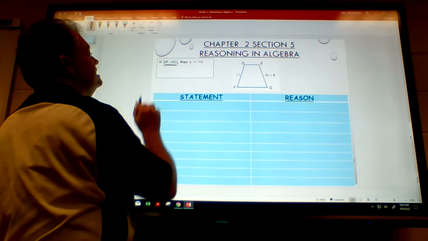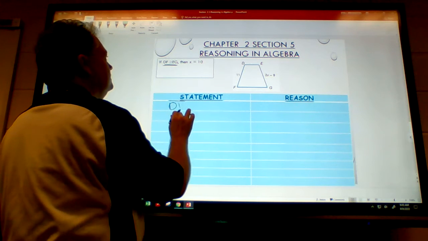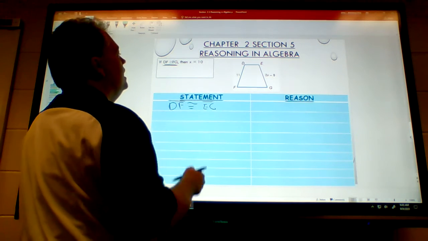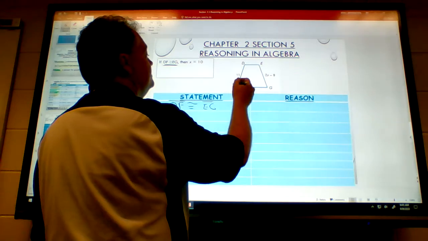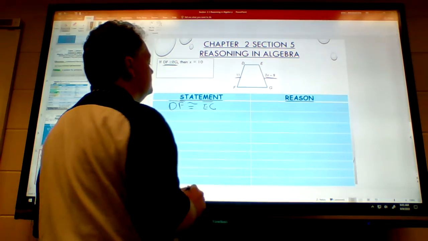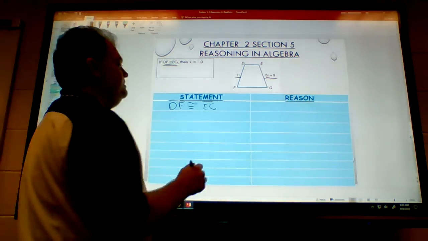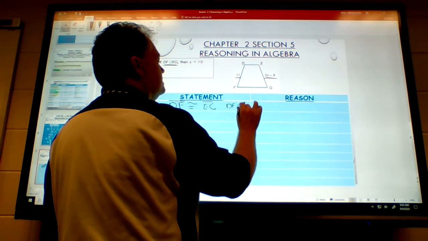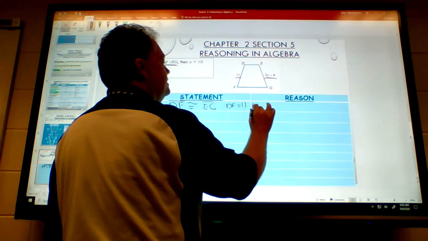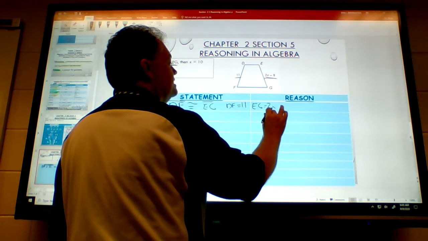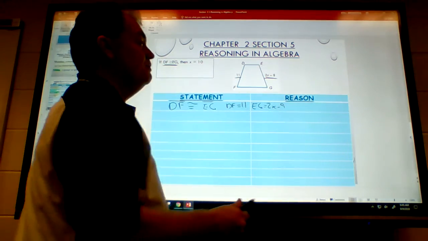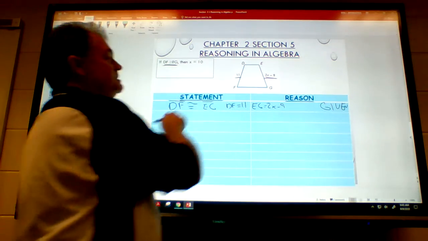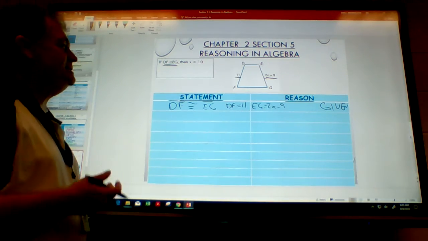This time our given is that DF, segment DF, is congruent to segment EG. And we're given that X equals 10. We're also given the following. Now, this is our given, but we're also given that DF equals 11, and we're also given that EG equals 2x minus 9. Okay, now, the reason is the given, and I'm going to write that. Normally I'd have all this in this box, but I ran out of room, so it's a little bit messy.